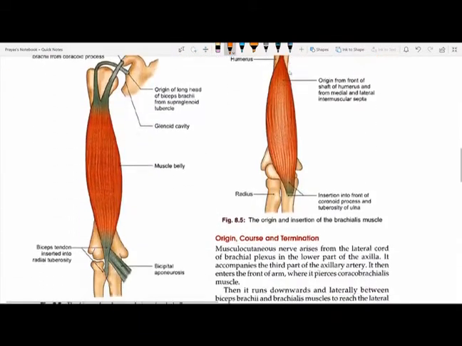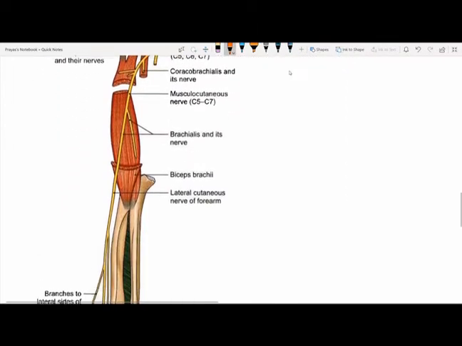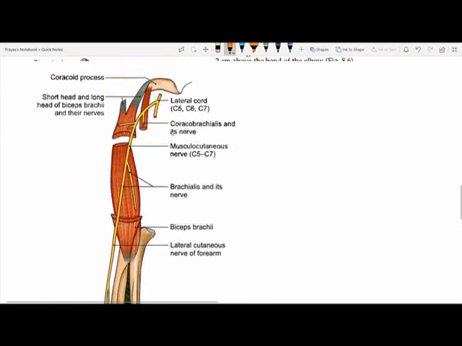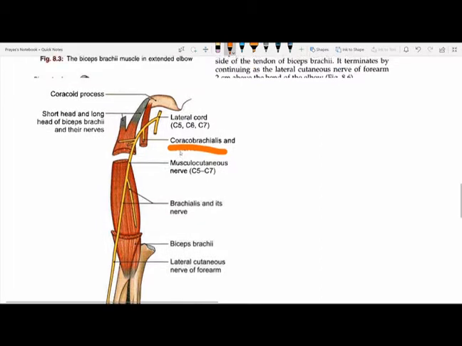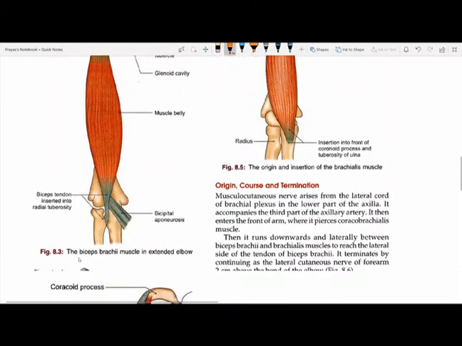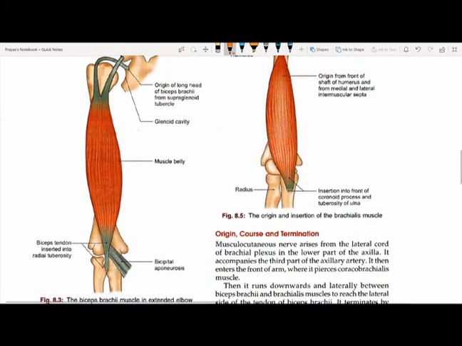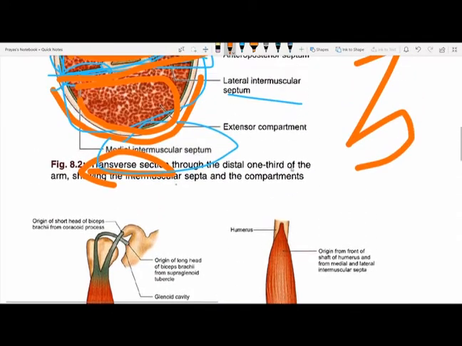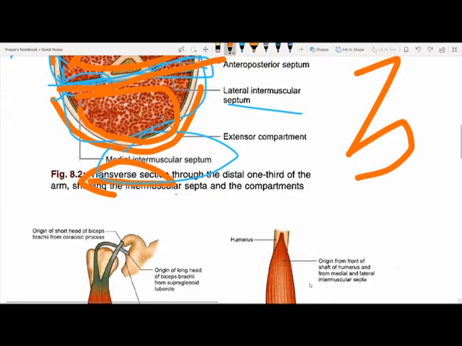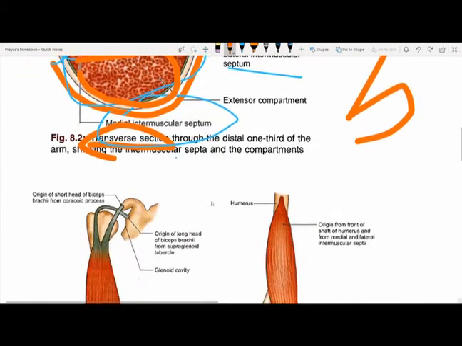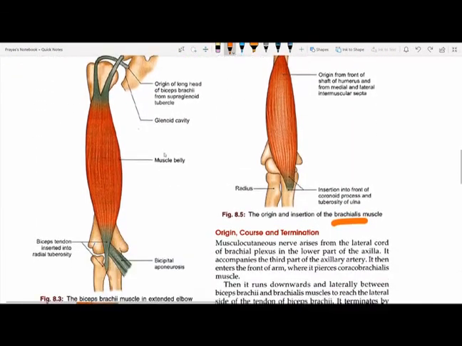coracobrachialis, or something like that. Coracobrachialis, the first one is this one. The second one is called biceps brachii, and the third one is called brachialis. So there are three muscles of the arm. Let's look at each one separately.